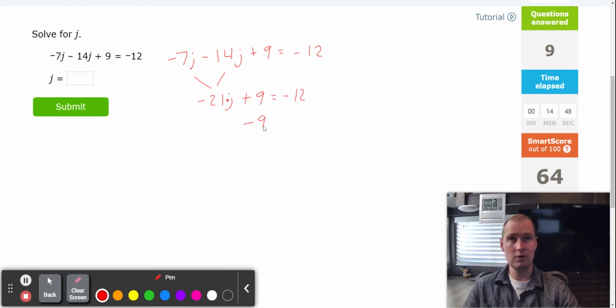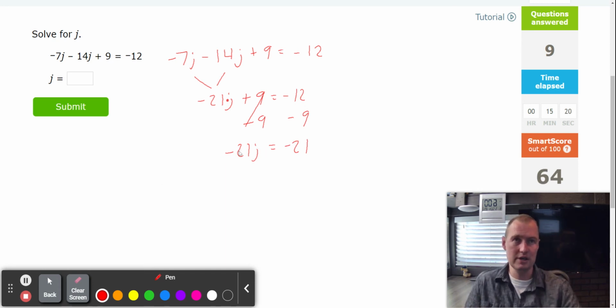So if I subtract 9 on the left side, I better subtract 9 on the right side as well. So we got negative 21j, 9s are out, equals, careful on this, negative 12 minus 9. Because they're the same sign, you're going to add the terms together. So 12 and 9 added together is 21. And when you lose $12 and you lose $9, altogether you lost $21.